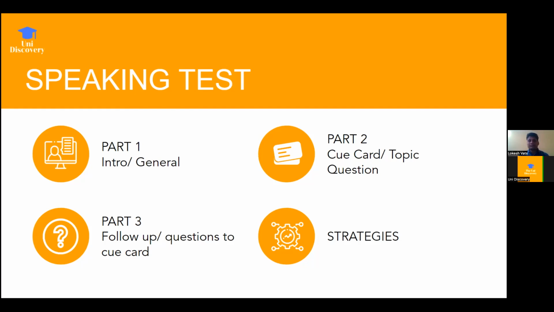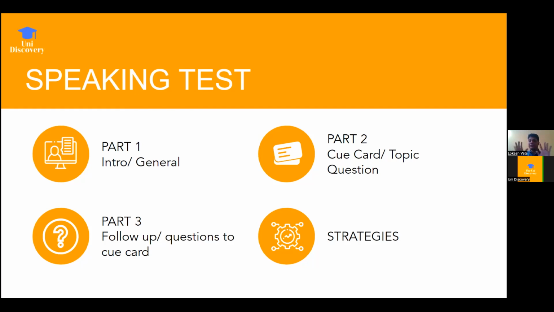All right. And then we have part two, which is the cue card, also known as the topic question. You are given a specific question and the examiner says you have 1 minute to make notes if you are willing to make notes. And then you need to speak for up to 2 minutes.